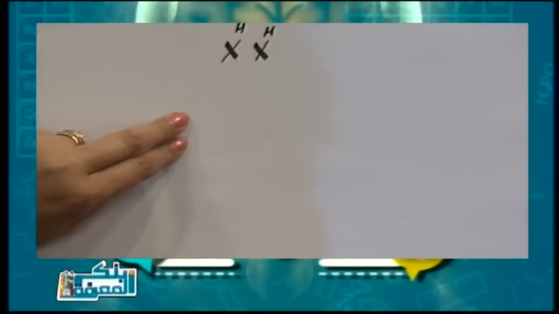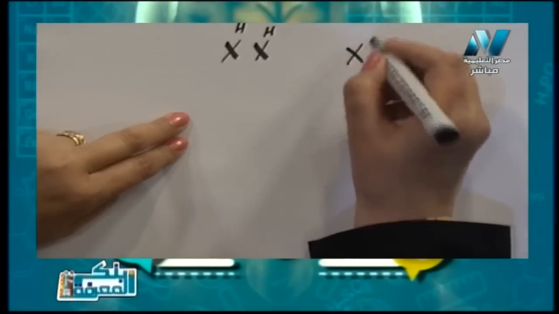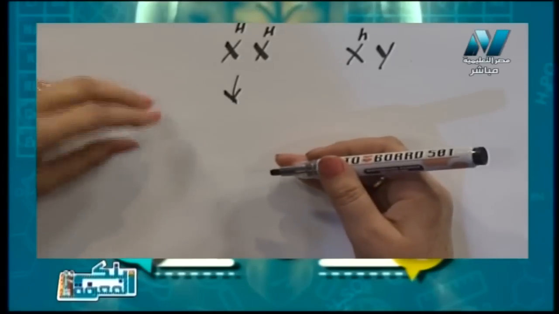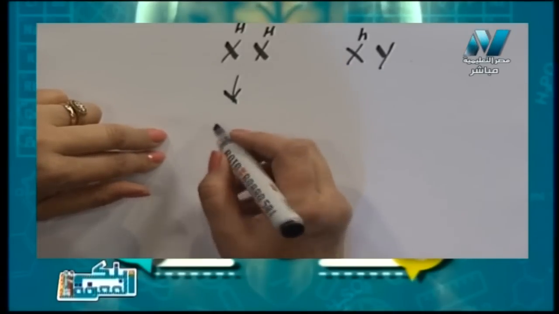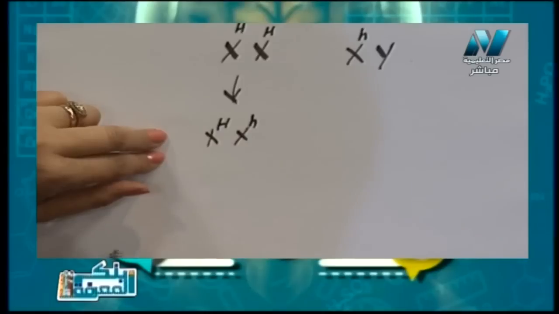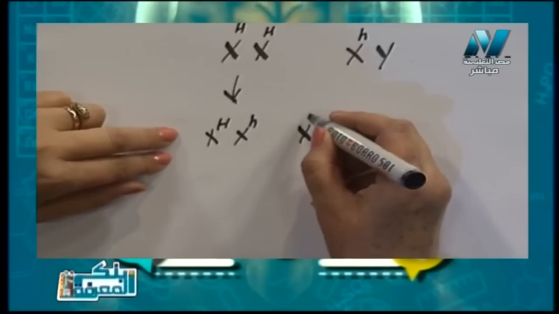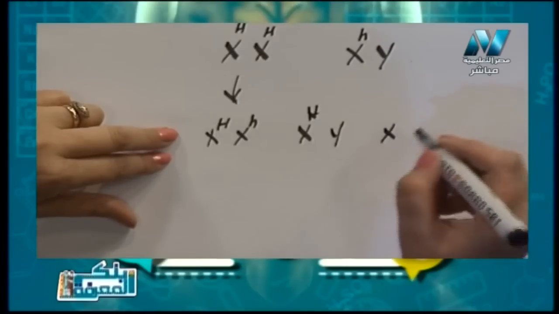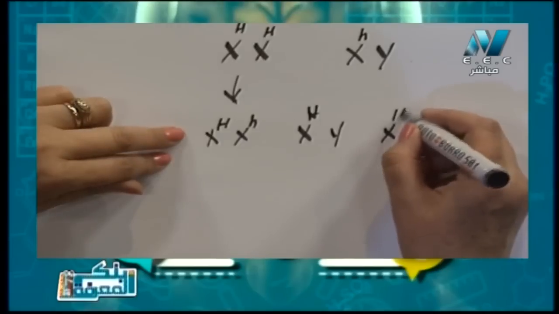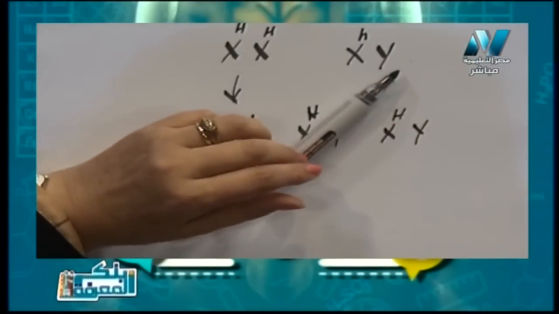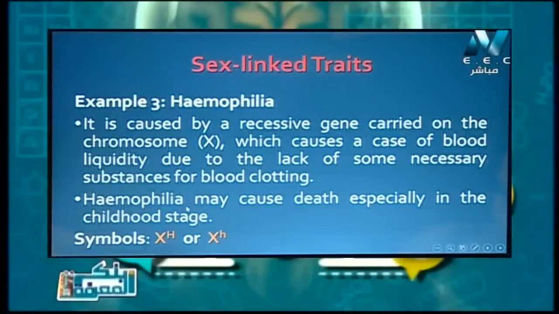So a normal female with pure characters and a diseased male will produce, after going through the process of inheritance by forming the gametes, in the first generation: X with H, X with h small, X with H and capital Y, X with h and capital Y. So we have different types of individuals, as we saw in the first example.